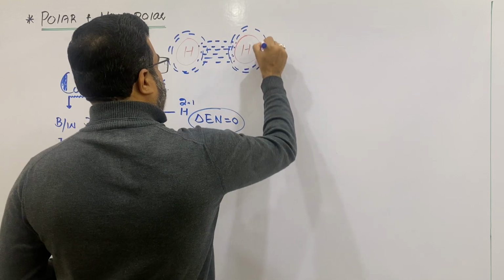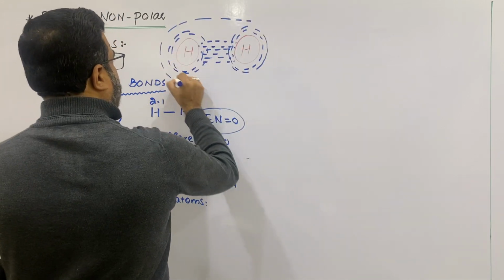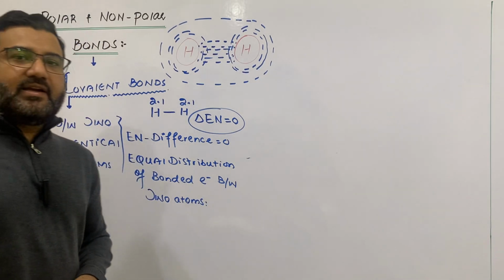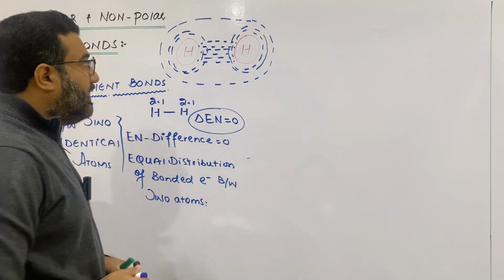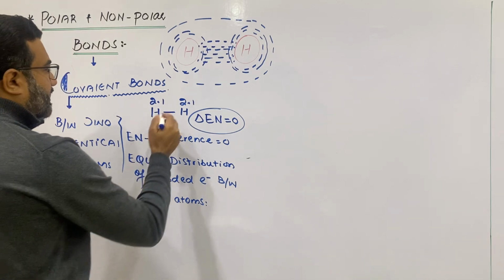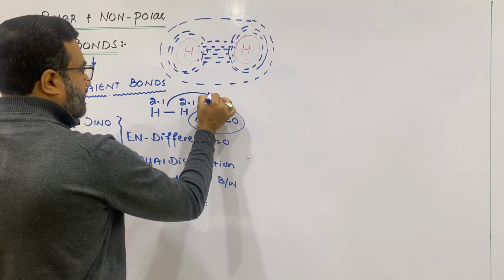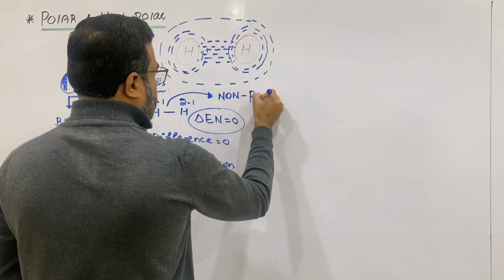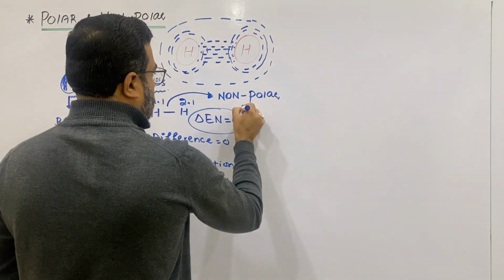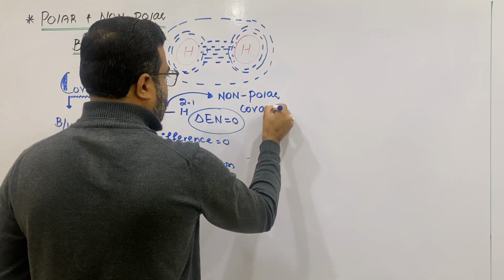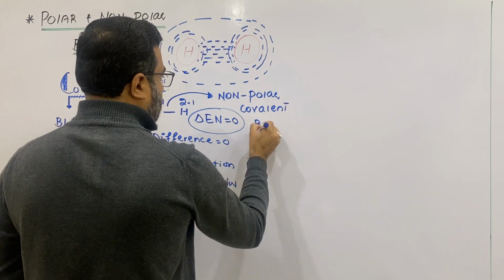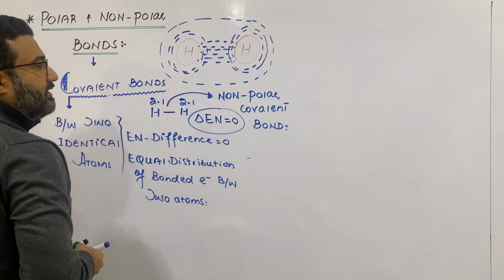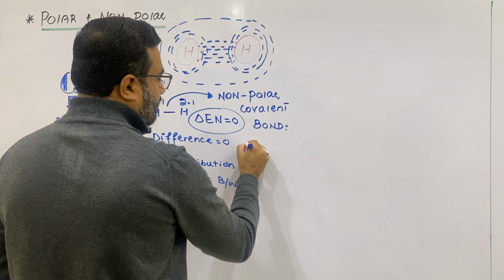When they have equal electron density, then my dear students, there will be no positive or negative end of that molecule, and this bond between the two hydrogen atoms will be called a non-polar covalent bond. And this hydrogen molecule will be a non-polar molecule.